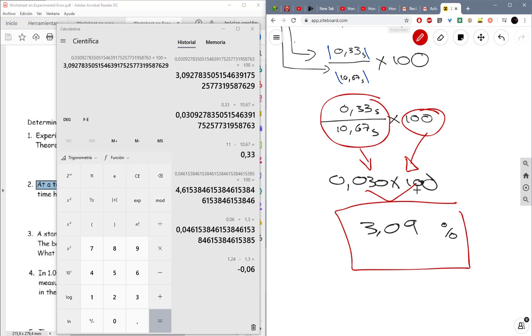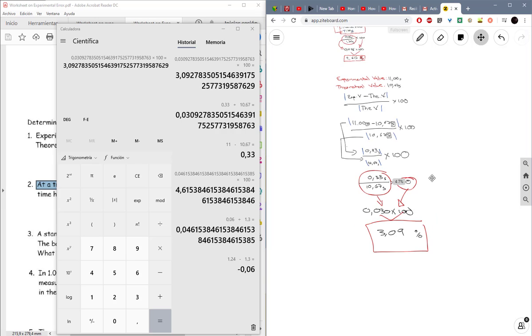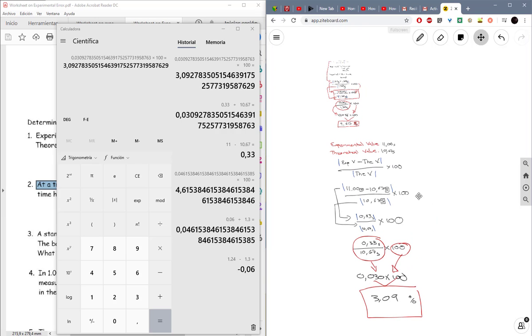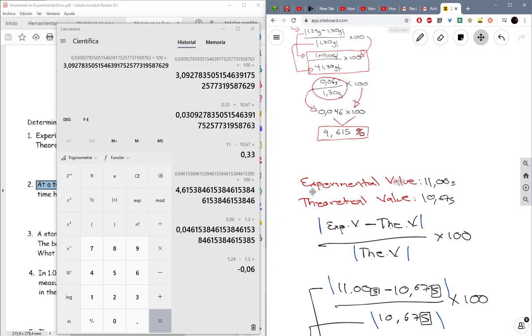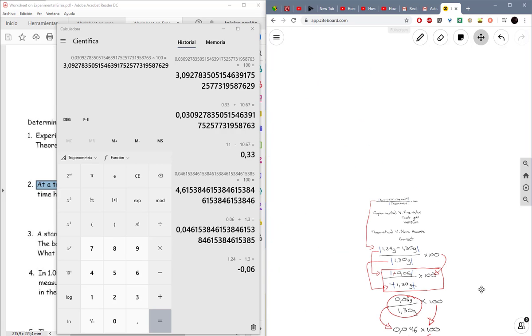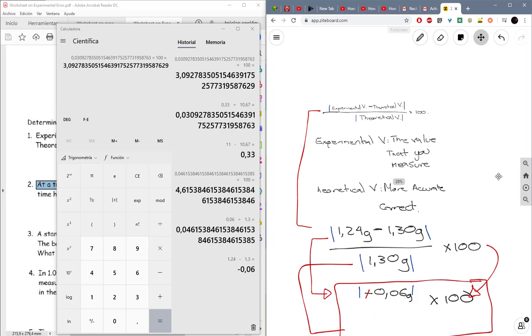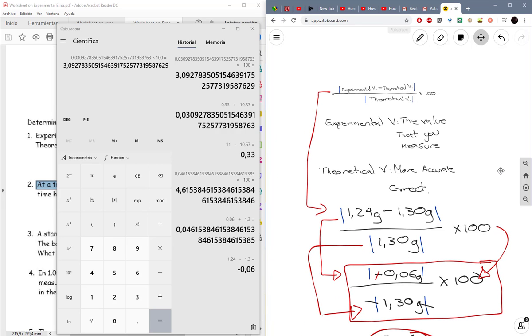And that is how you have to solve this kind of problems. Remember, the most important thing, besides knowing the formula, is understanding how to identify experimental and theoretical value. So don't forget it. Experimental value is the value that you measure. You may be making a mistake, but the theoretical value is the one that you know that is closer to be correct. That is how you do it.